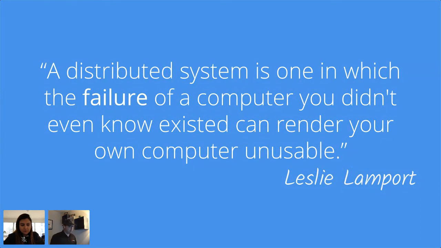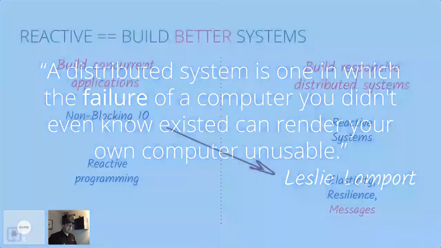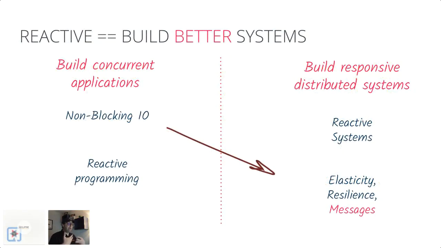Interestingly enough, everybody wants to build distributed systems, while it's very, very challenging and very, very hard. Reactive tries to make them better, more reliable. Building reactive systems means building better distributed systems that focus on responsiveness.